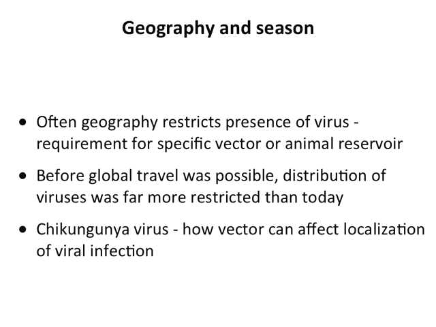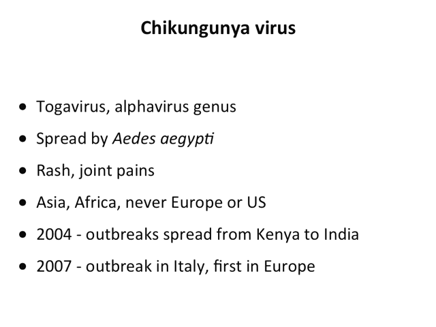And an example of the effect of geography and its effect on the vector is chikungunya virus, how a vector can affect the localization of viral infection. So chikungunya is a member of the togavirus family. It is spread by a mosquito, Aedes aegypti. And when you are infected with this virus, you typically get a rash and joint pains. It was originally prevalent for many years in Asia and Africa, never found in Europe or the United States until 2004. A series of outbreaks spread from Kenya to India, and then a few years later, there was an outbreak in Italy, the first in Europe.